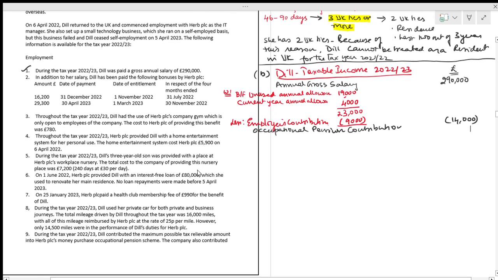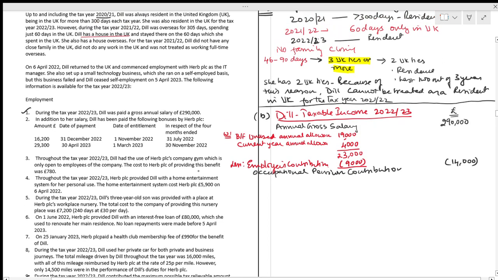Point number 9 is done. Second, employer contribution. How much employer contribution are we going to put? Employer contribution will always be 0. Okay, always. By the time you do so many questions, you will get adapted to this. Employer contribution is 0.